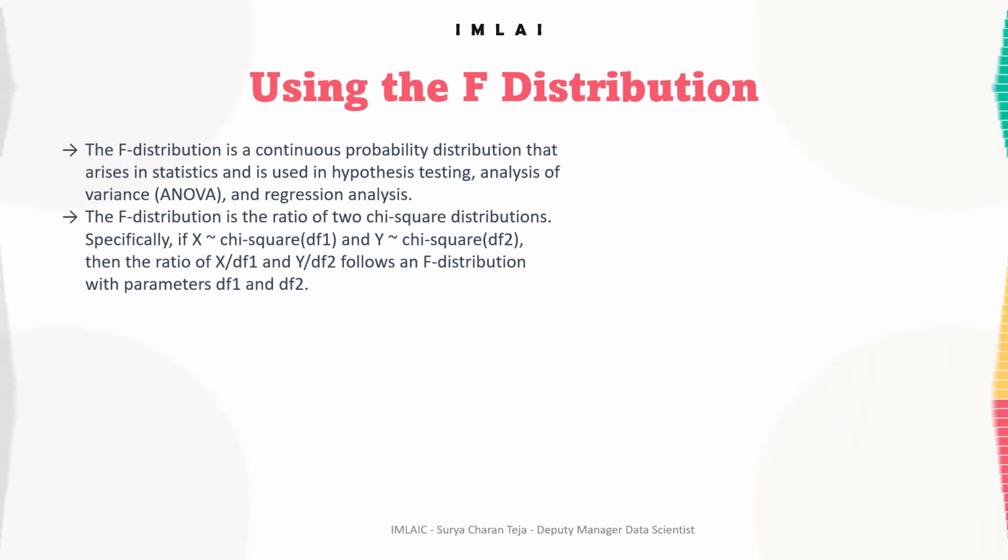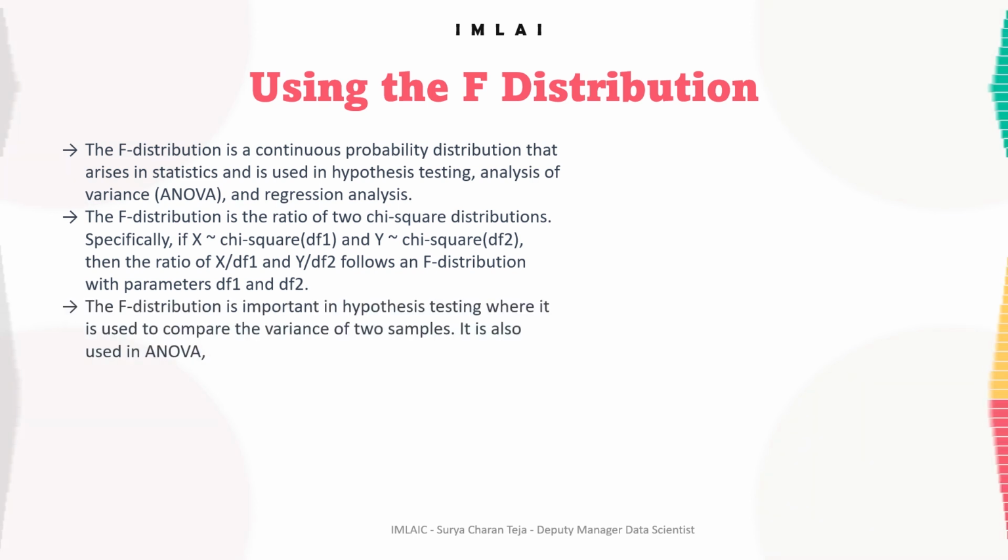The F distribution is important in hypothesis testing, where it is used to compare the variance of two samples. It is also used in ANOVA, which is a statistical method used to compare means of two or more groups to determine if there is a significant difference between them. Then in regression analysis, it is very important. In regression analysis, the F distribution is used to test the overall significance of a regression model itself, which involves determining if the regression model is statistically significant or not.